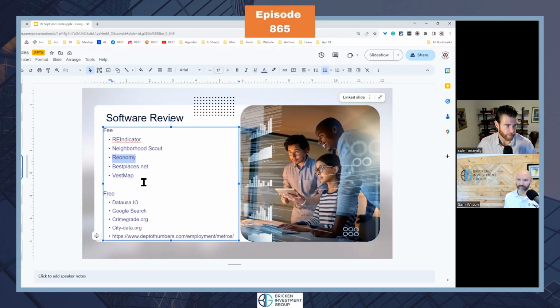Bestplaces.net, VestMap. Those are some free ones. DataUSA.io, Google Search, CrimeGrade.org, City Data, Department of Numbers. Those are some free ways to look at submarkets.